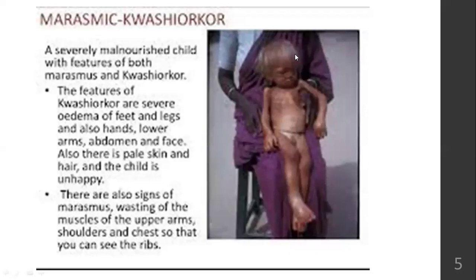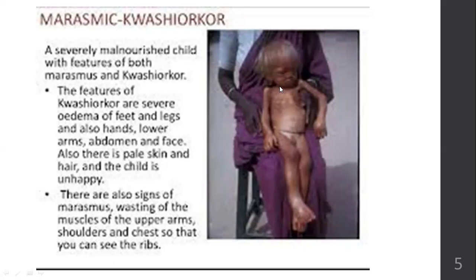This is the third case called marasmic kwashiorkor. Usually it happens in a child who is between the age of 1 and 3 years. You will see the symptoms of both marasmus and kwashiorkor exhibiting here. If the image is clear to you, this is a severely malnourished child with features of both marasmus and kwashiorkor.